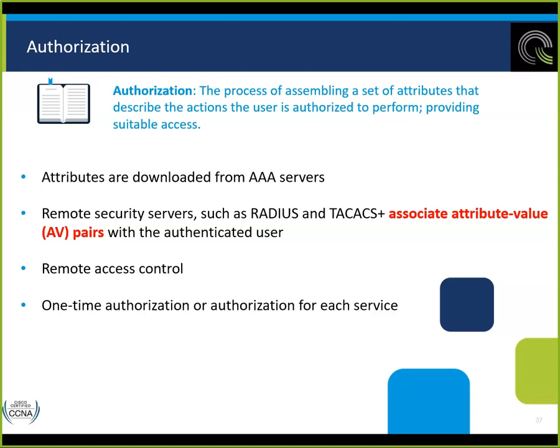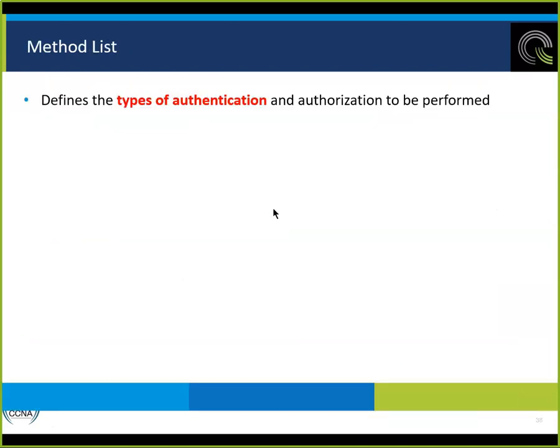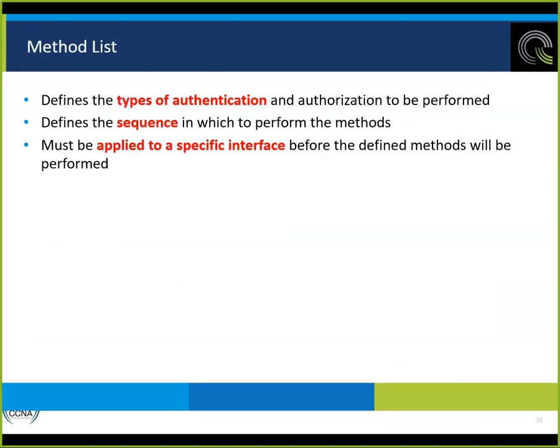We can use AAA, or we can use RADIUS or TACACS. One-time authorization or an authorization for each service. And this kind of goes back to Kerberos, which is a one-time authorization that gives us a ticket to do those things. Use a methods list for authorization as well as authentication. The methods list, same thing that we just saw for the authentication method. Methods list, the different types of authentication and authorization to be performed.